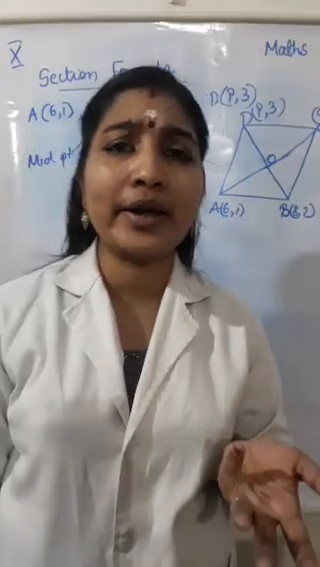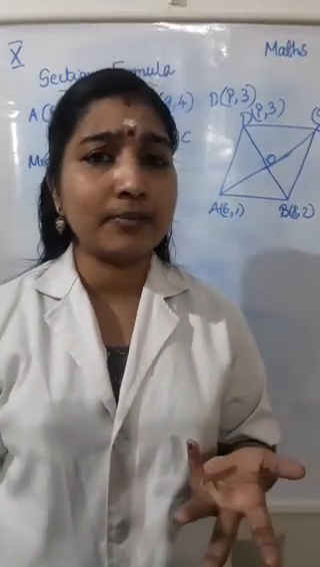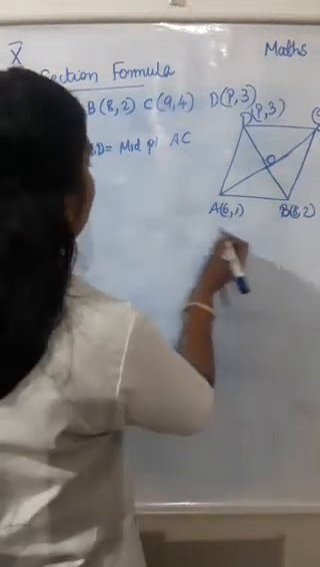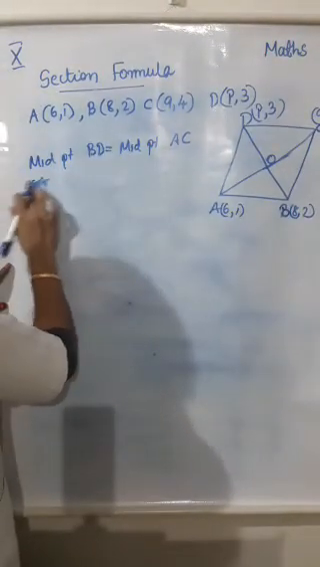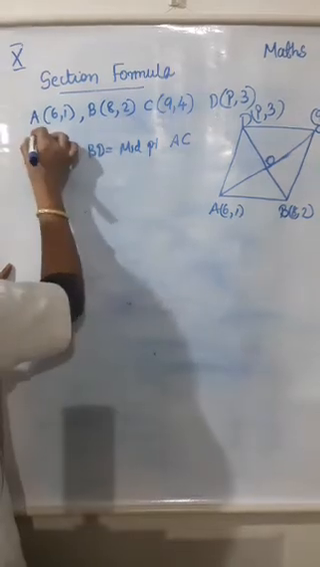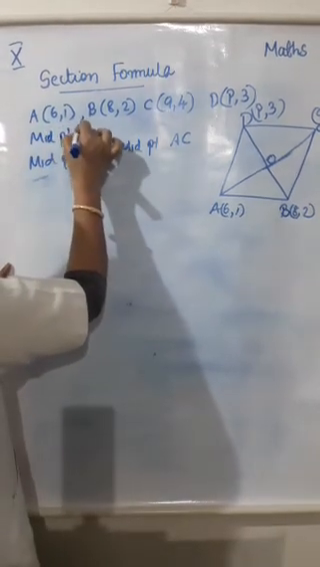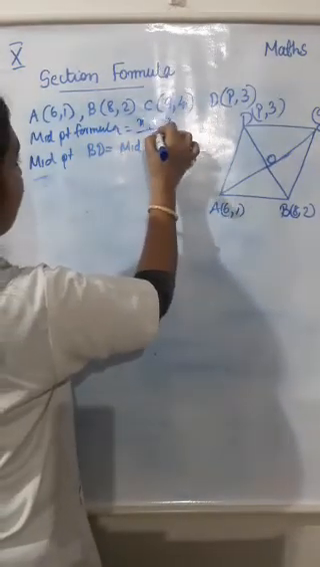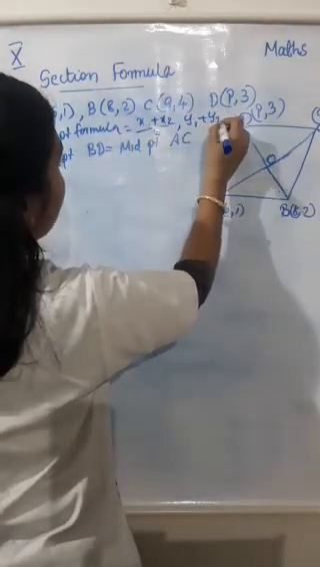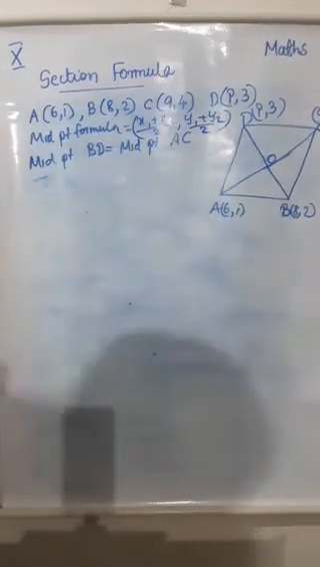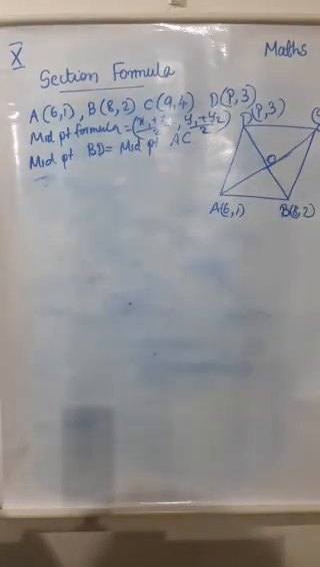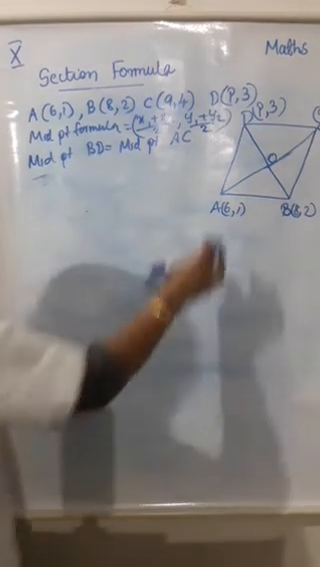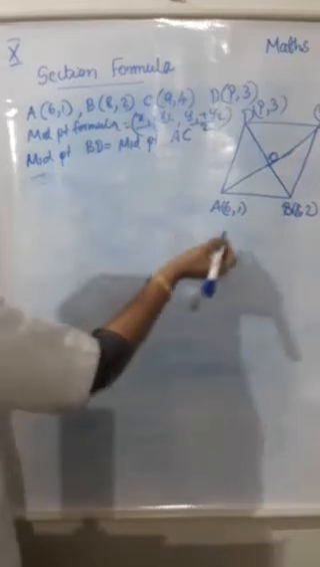How can we find the midpoint? Midpoint formula. Which is the midpoint formula? x1 plus x2 by 2, y1 plus y2 by 2. The midpoint formula is x1 plus x2 by 2, y1 plus y2 by 2. Here the midpoint of BD is equal to the midpoint of AC. So find the midpoint of BD. What is the midpoint of BD?